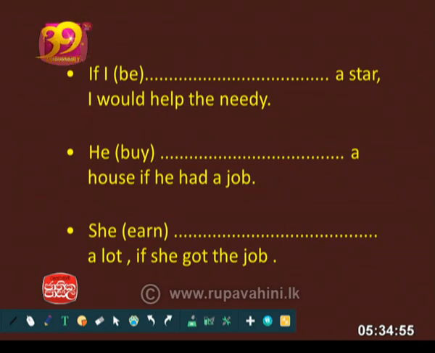Just look, children, if the if clause has a blank for the verb, look at the main clause. Look at the word, whether it is given in the simple future or would plus the verb. So here it is would plus the verb, so here we have to think about the tense. Would help, right? Okay, would help, like we spoke before. Because it is would help, what tense should you have there? Think like that and fill in the blanks. We'll give you the answers in a while. Right, good. So, can you go to the answers, sir?